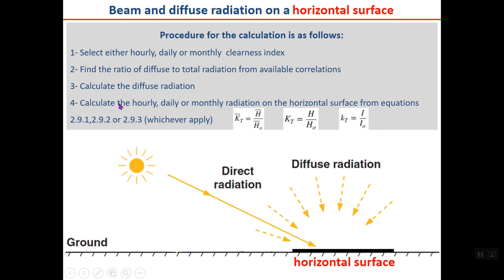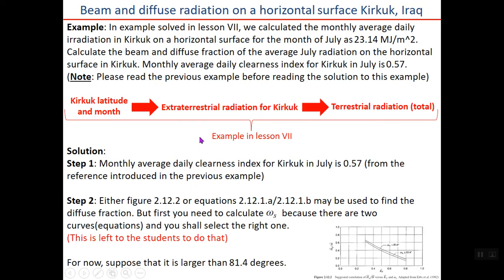Calculate the diffuse radiation. Calculate the hourly, daily, or monthly radiation on the horizontal surface from the equations given here and here. It depends on which KT you used. Let's have an example. This is in continuation of the example in the last session. So, as I noted here, please read the previous example before reading the solution to this example. Why? Because this is in continuation of the previous example.